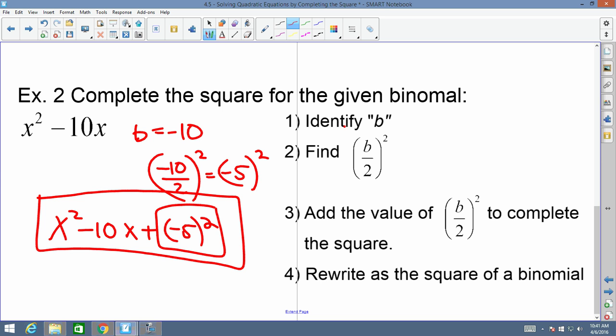So check it out, guys. Take the first term, and what's the square root of x squared? Bam. Now, for this second term, just take the inside part of it with the sign and everything: minus 5, and you square it. Did I get the same answer? Why do I like this better? Because you don't have to go forward to go backwards.